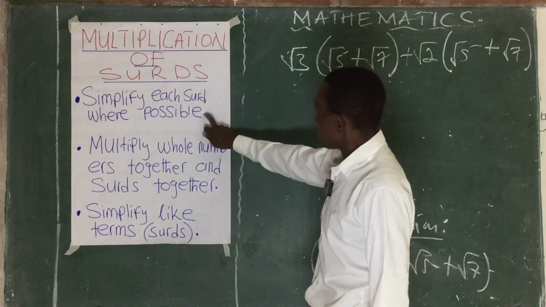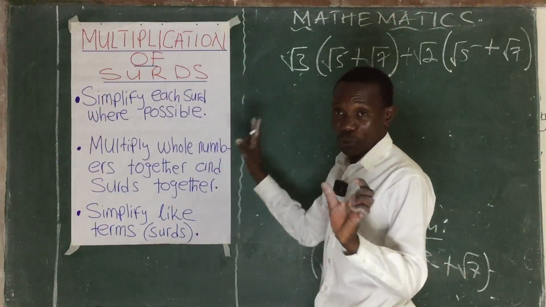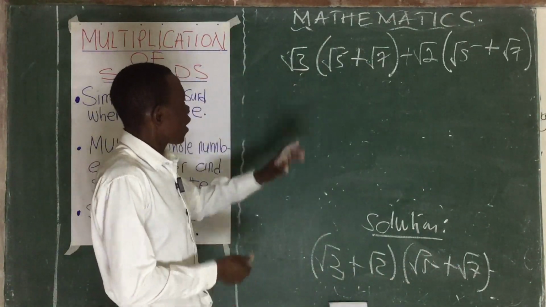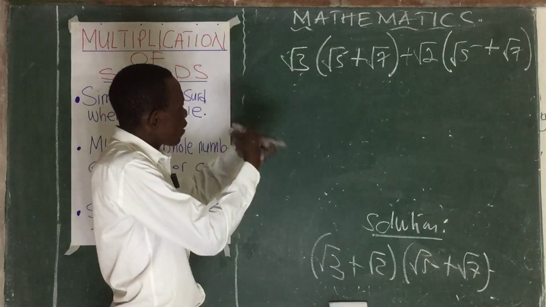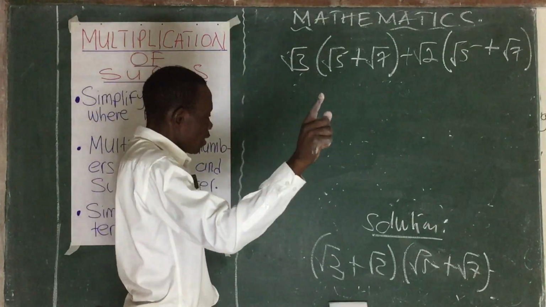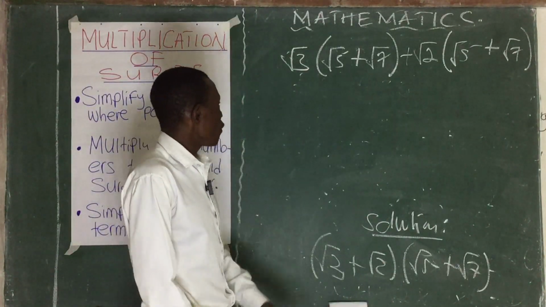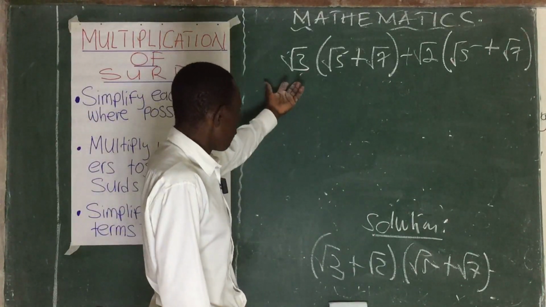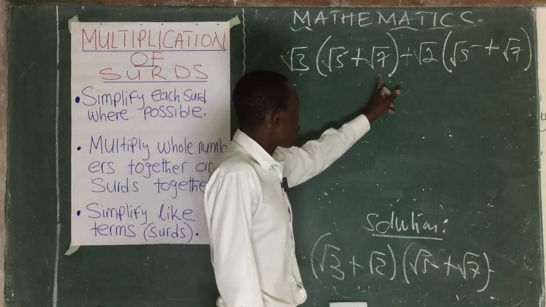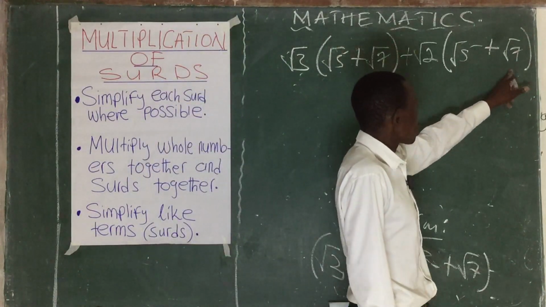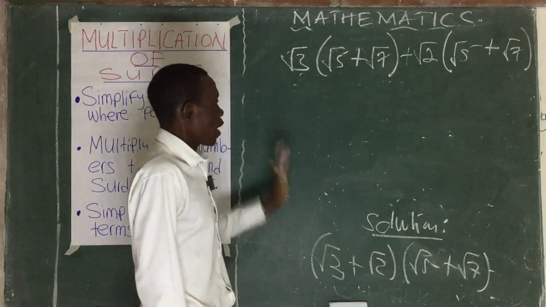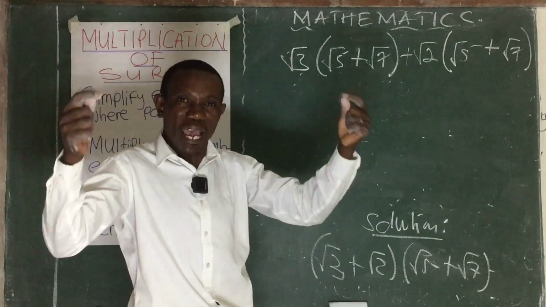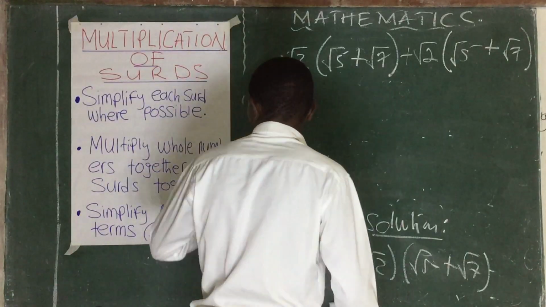Because step number 1 here is just telling us that where possible, if you feel you can simplify the surds, you can do it. But now if you observe each and every surd written in this expression, you find that there's nowhere you can simplify. You see here, we have root 3, root 5, root 7, root 2, root 5, root 7. They're all irrational factors which cannot be simplified further. So in that case, you the student have to use your mind to consider the steps here.